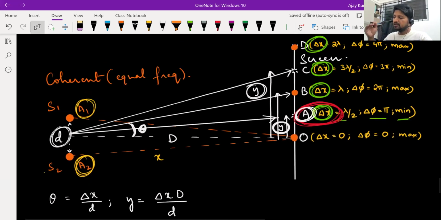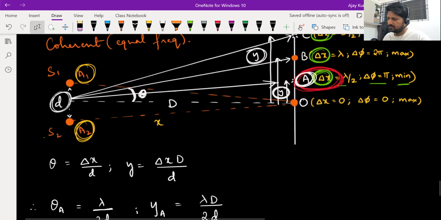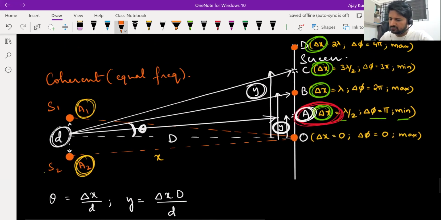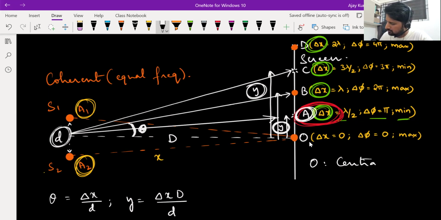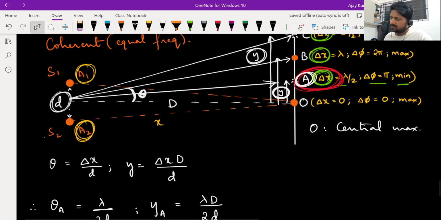So depending on the path difference with which the waves arrive at a particular point, you can tell the distance of that point from the point O. Let us discuss the names of these points also. O is the point which is on the perpendicular bisector of the two sources. We call O the central maximum.